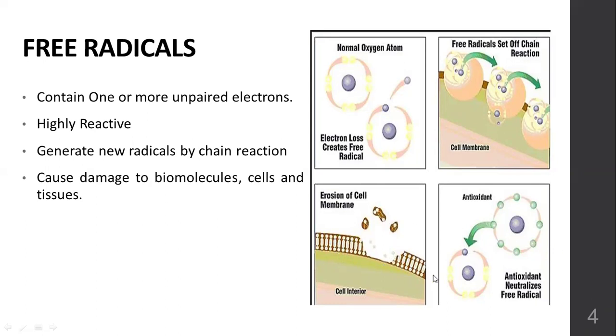When antioxidants come, they have a lot of electrons in their outermost shell. They happily donate their outermost electrons to stabilize the free radical. So the antioxidant neutralizes the free radical. Is this process clear to all? Is the screen visible?